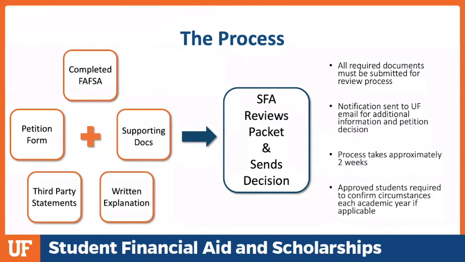Once you submit your packet, a team member will review your petition, and then any decisions that are made, you will be notified through your UF email, and it would be either a request for additional information or the petition decision. The review process for the petition does take approximately 2 weeks. And then if your dependency override petition is approved, you will be required to confirm your circumstances every year that you are still in your undergraduate program.